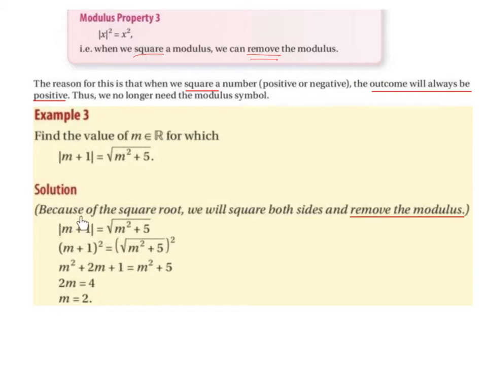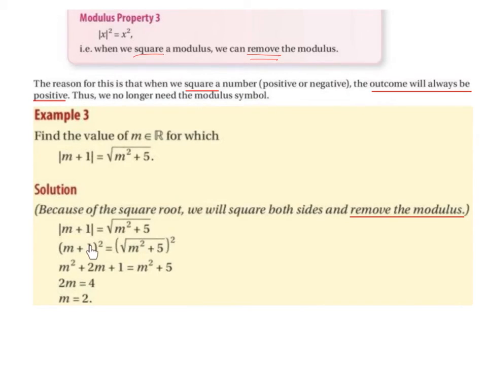So we have the modulus of m plus 1 is equal to the square root of m squared plus 5. We're going to start off by removing the modulus symbol and adding in the squared symbol, making sure that we've got brackets because it's m plus 1 squared, the entire thing squared. And then we're going to square the right hand side as well. So we have the square root of m squared plus 5 inside brackets, and all of that is squared.